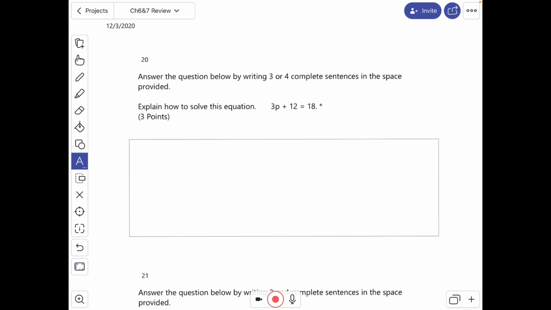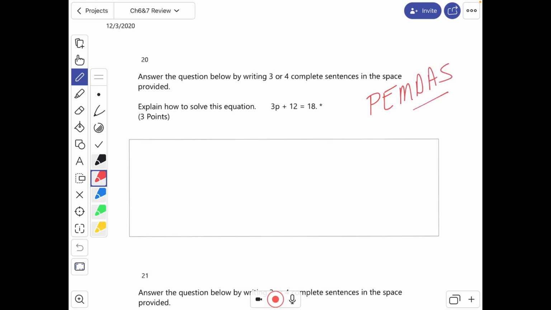Number 20. Answer the questions below by writing 3 or 4 complete sentences in the space provided. Explain how to solve this equation. 3p plus 12 equals 18. Well, when we're solving equations, we do PEMDAS backwards. We're doing everything backwards. So we get rid of the adding or subtracting first. So first we would subtract 12.